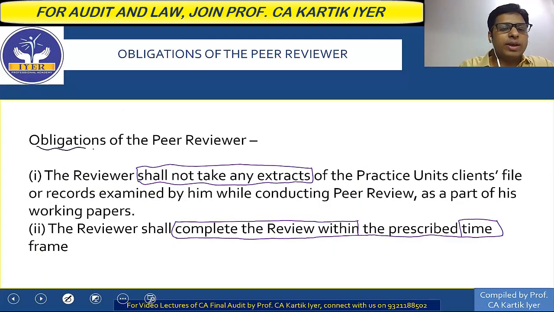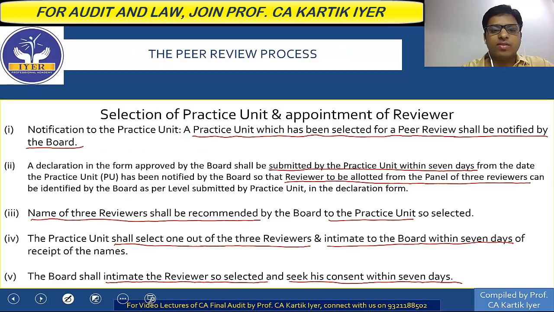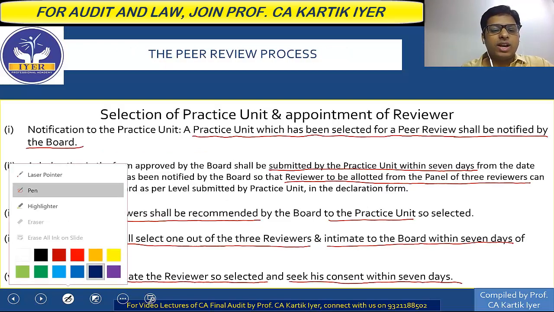Next is obligations of the peer reviewer. Very simple. The peer reviewer shall not extract any document from the practice unit. Let's read this. The reviewer shall not take any extracts of the practice unit client's file or records examined by him while conducting the peer review as a part of his working papers. He cannot do that. Whatever peer review you have to do, you have to be at the client's place and complete that review. You cannot take any extracts. Next is the reviewer shall complete the review within the prescribed time frame. So it should be completed within the prescribed time frame. Easy. Okay. Very simple. Now let's talk about the peer review process.